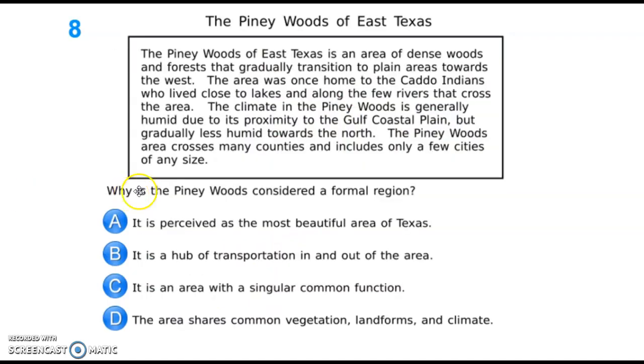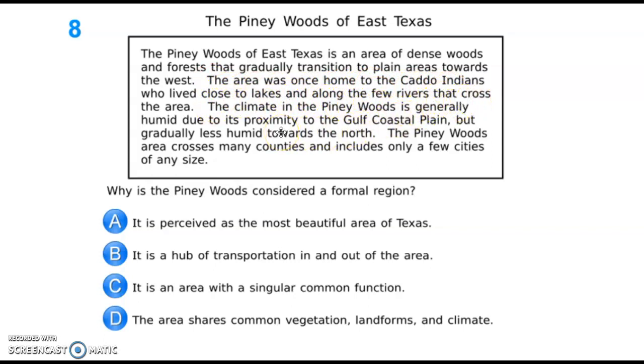Okay, the next question. The Piney Woods of East Texas. The Piney Woods of East Texas is an area of dense woods and forests that gradually transition to plain areas towards the west. The area was once home to the Caddo Indians who lived close to lakes and along the few rivers that crossed the area.